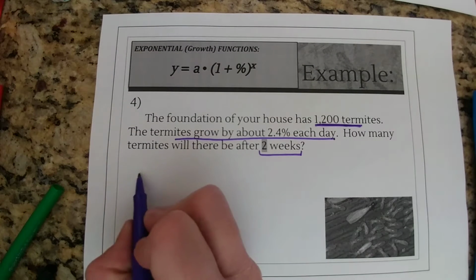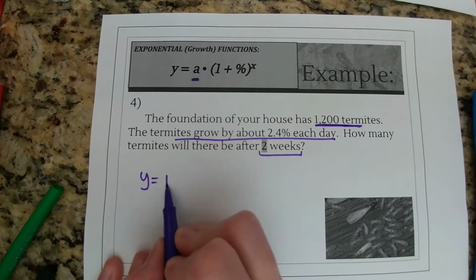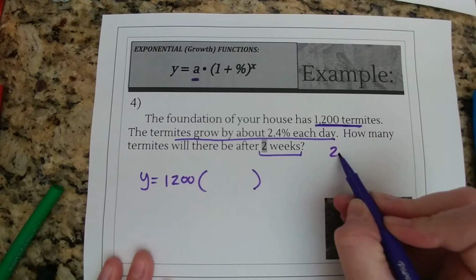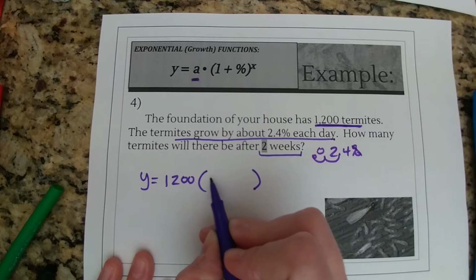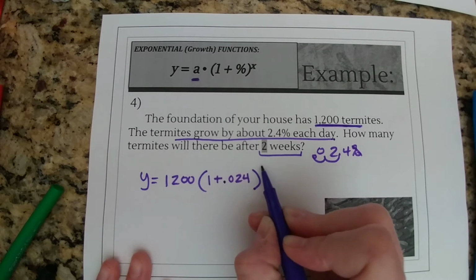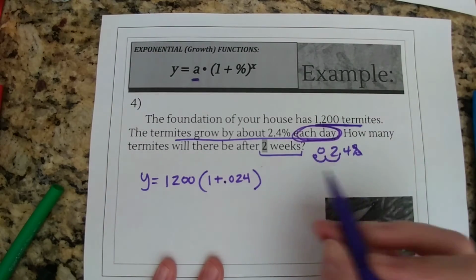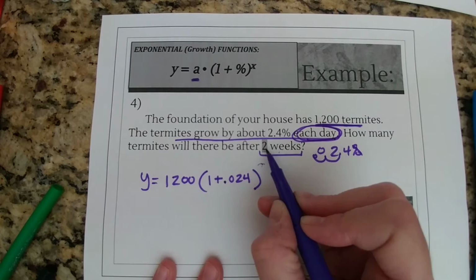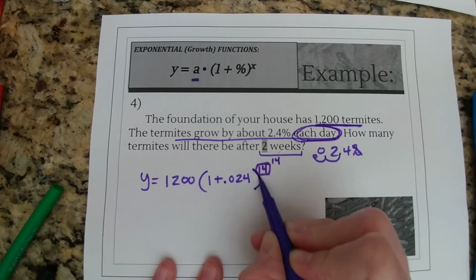Okay. Exponential growth. Here's our starting, our A value. Our starting here is 1,200. Our growth, 2.4% each day. That needs to be a decimal. So 1 plus 0.024. And the exponent needs to be how many days? Remember, this is growing each day, and we have 2 weeks. So I can't put a 2 up here or it will look like 2 days. 2 weeks would be 14 days. So we want our exponent to be a 14.